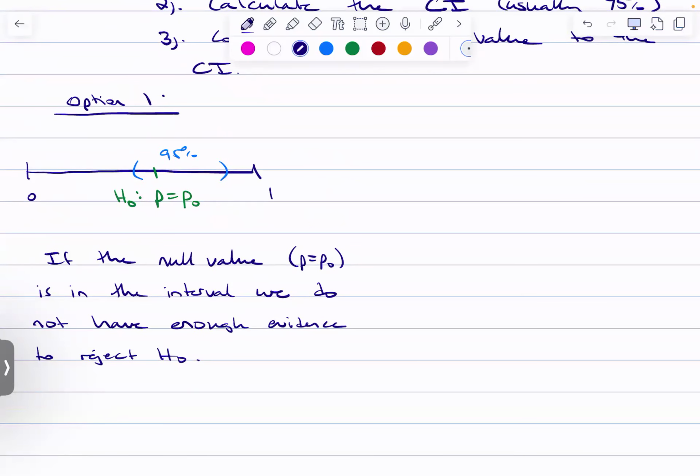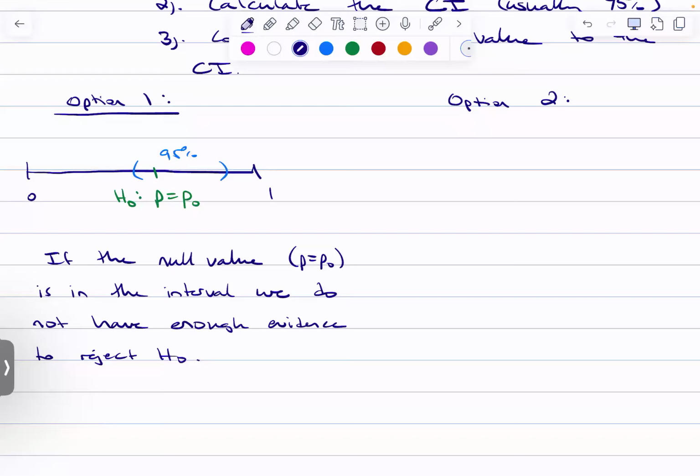Again, it's because I only built a 95% confidence interval. I recognize that there's a 5% chance that I'm wrong, right? And so that's why we have to be really careful with how we phrase this. And so we have to say we do not have enough evidence to reject H naught. Why are we talking about H naught? Because we did all our testing assuming H naught was true. And now I'm finding, hey, it's a reasonable result, right?